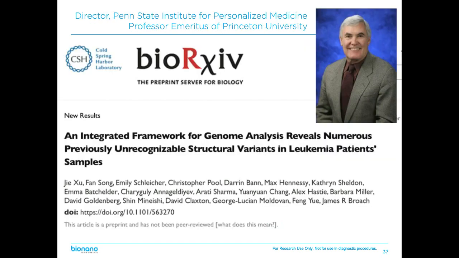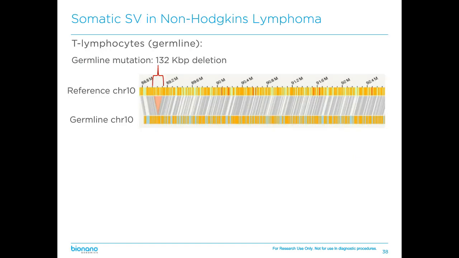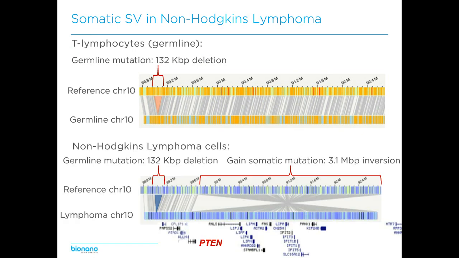Now, before we get started, I want to talk about one publication from one of our customers, Dr. Jim Broach at Penn State in Hershey, who looked at 12 leukemia genomes using our technology. And what was really interesting there is that he found variants that are not typically looked at in leukemias. For example, in this non-Hodgkin's lymphoma, Bionano called an inversion in the lymphoma cells and not in the T-cell controls that broke the PTEN gene, which is a known tumor suppressor gene with known compound treatments that is never tested in leukemia. So this could really change the outcome for these patients.